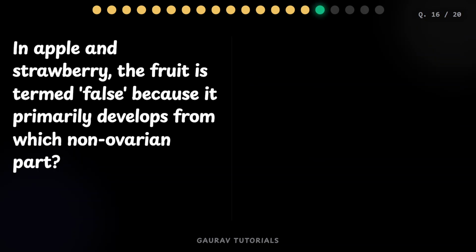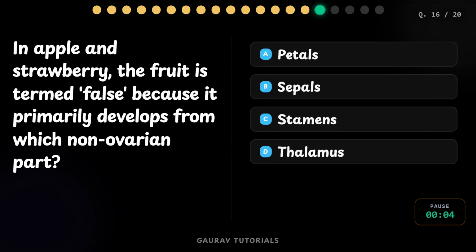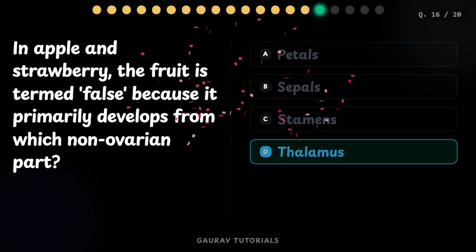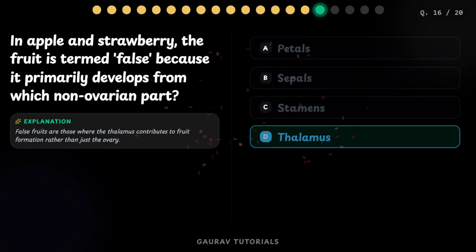Question 16. In apple and strawberry, the fruit is termed false because it primarily develops from which non-ovarian part? The options are the correct answer is option D, thalamus. False fruits are those fruits where the thalamus contributes to the fruit formation rather than just the ovary.